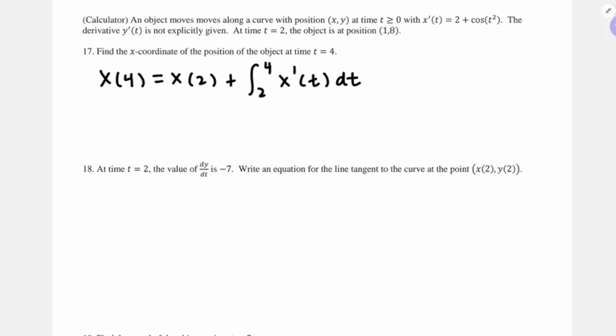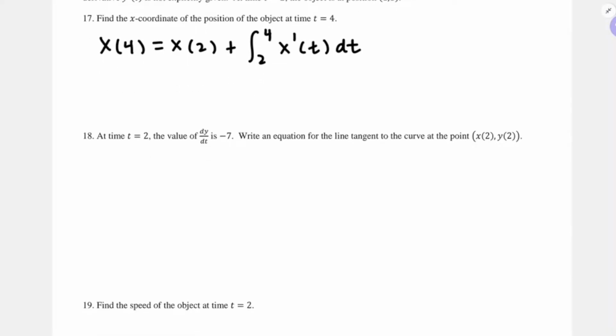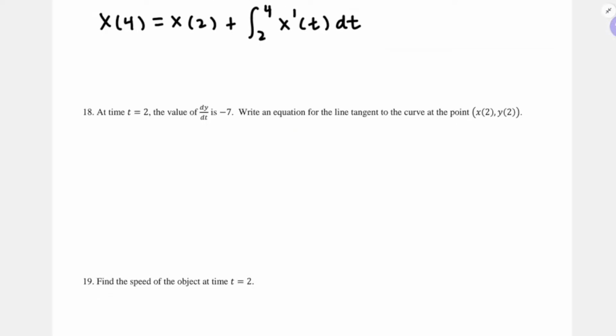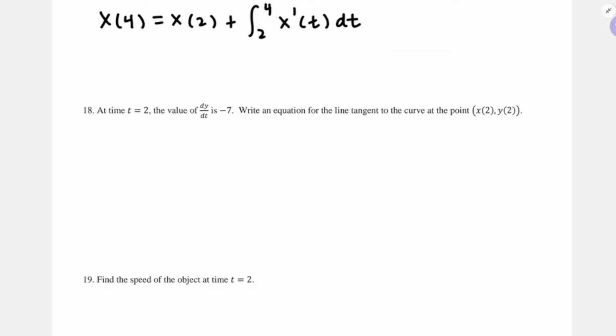I'll just set all of these up and then go hit the calculator after. That's a strategy some people use: get everything calculator ready, then do all your calculations, report your answers, and move on. At time t equals 2, the value of dy dt is -7. Write an equation for the line tangent to the curve at x of 2 and y of 2.